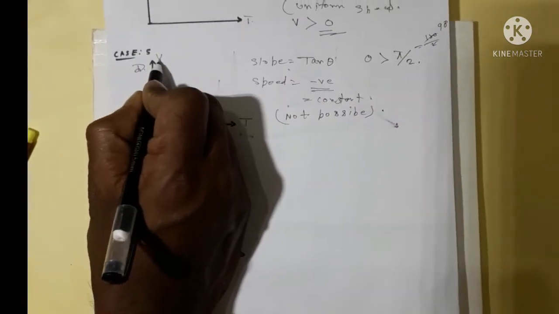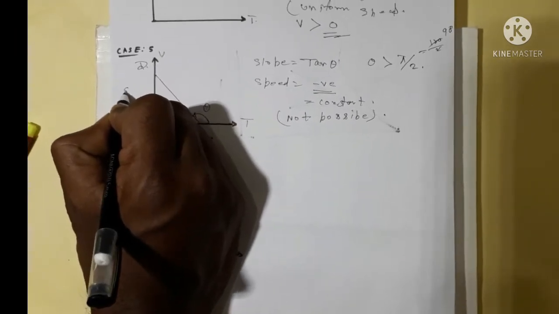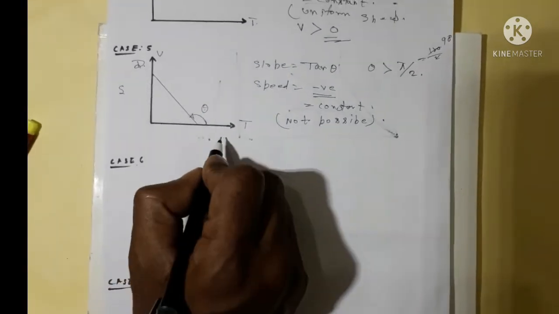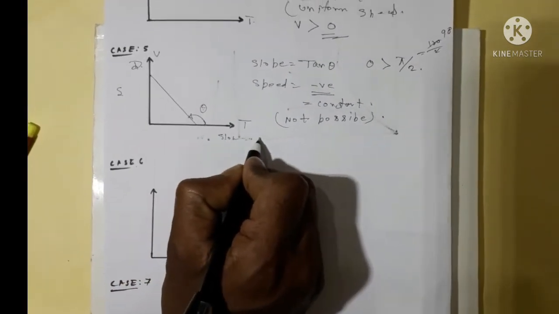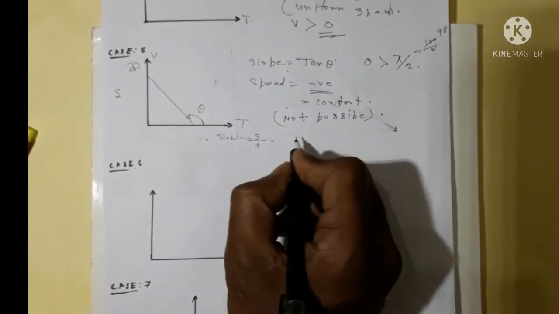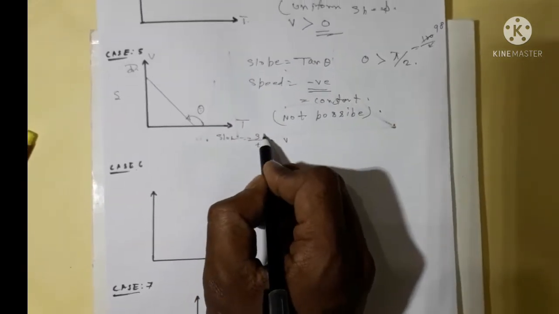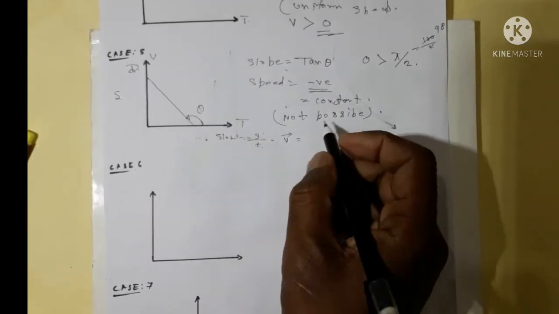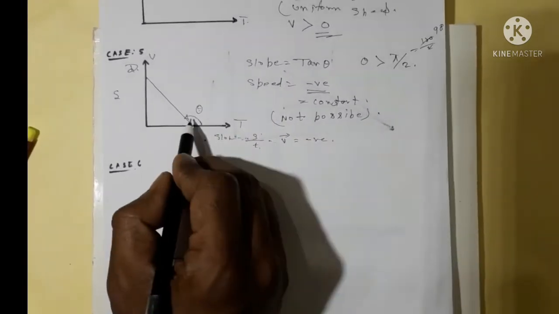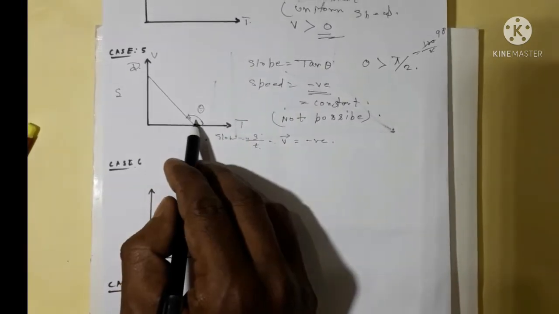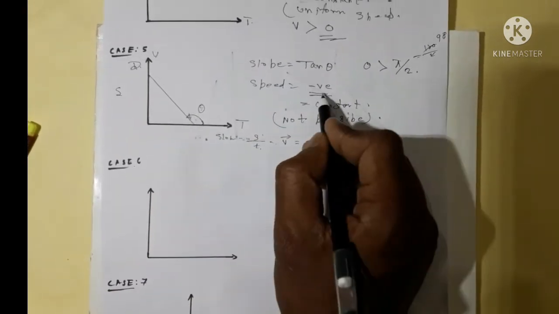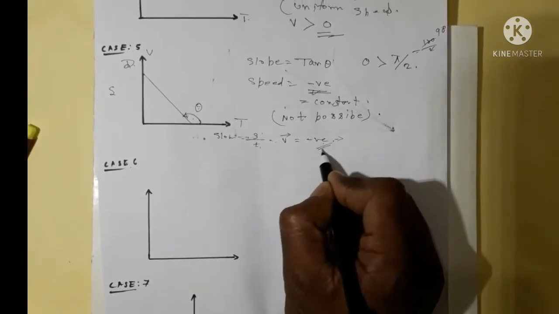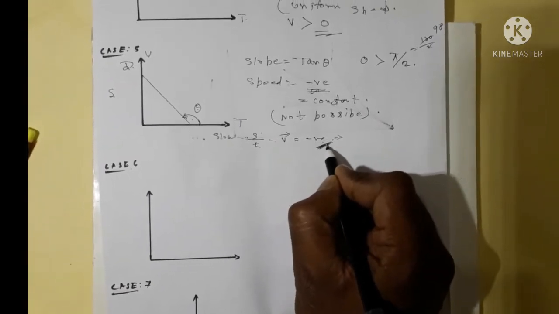If the y-axis is displacement and the x-axis is time, then the slope, given as displacement by time, is known as velocity. Slope is perpendicular by base. Here the angle theta is greater than 90 degrees, and the tan value for an angle greater than 90 degrees is negative, so velocity is negative. So velocity may be negative, positive, or 0.